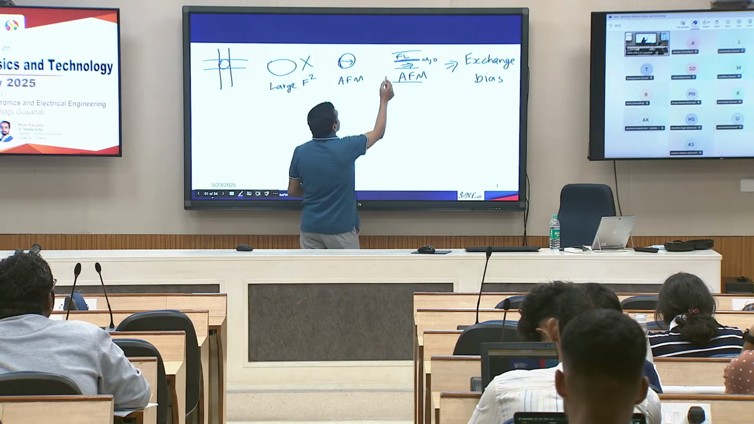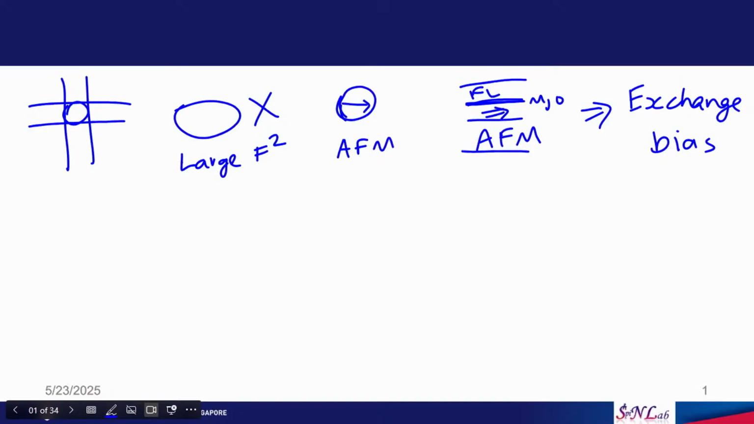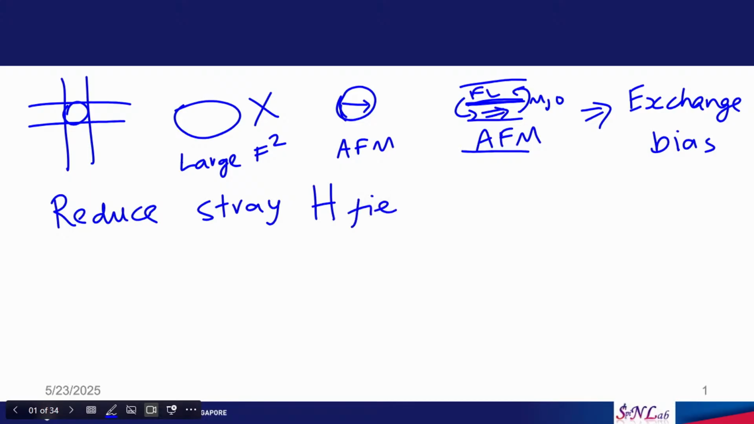But in this case, the reference layer can generate some stray magnetic field which can influence the magnetization direction of the free layer. So, we want to reduce or eliminate the stray field from the reference layer.